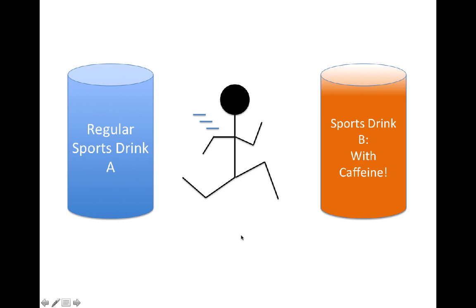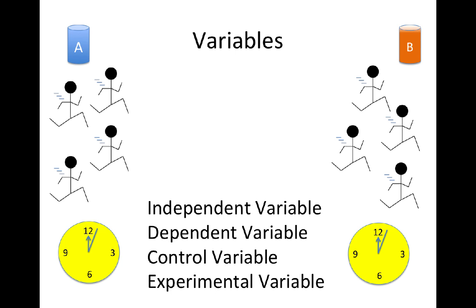So let's consider an experiment where you have two sports drinks. One is your regular sports drink A, the other is identical to sports drink A, but has caffeine in it. So we'll call this sports drink B. And we want to measure the effect that this sports drink has on running performance. So let's look at the different variables.